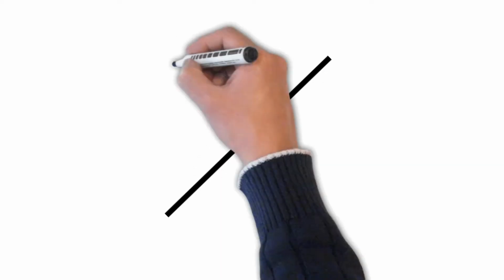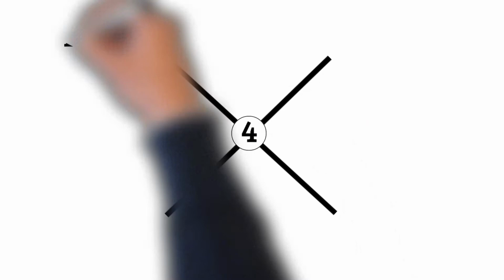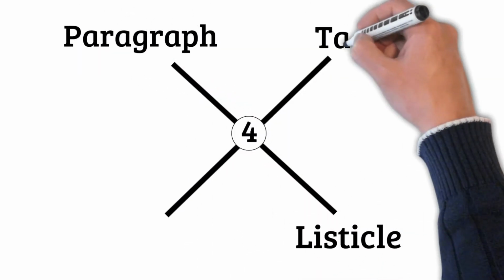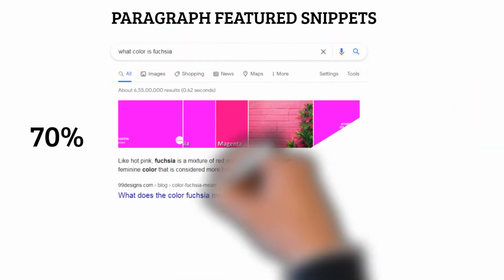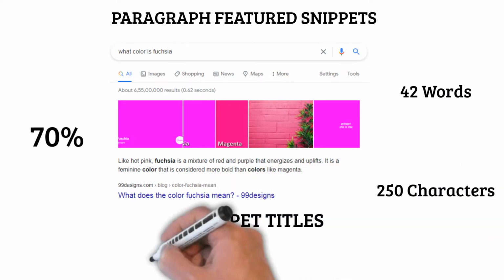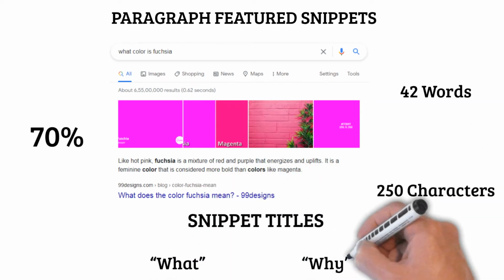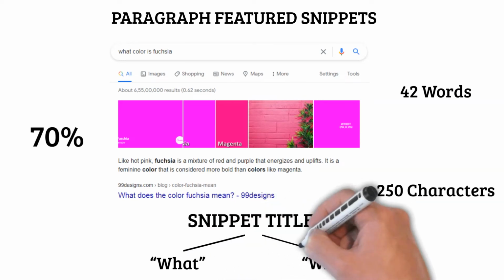You can target 4 types of featured snippets: paragraph featured snippets, listicle featured snippets, table featured snippets, and video featured snippets. 70% of featured snippets are the paragraph type, with an average of around 42 words and 250 characters. Most of these featured snippet titles start with what or why, indicating that they are largely informational in nature.